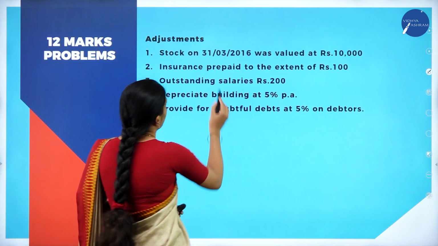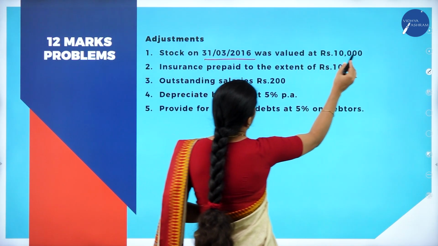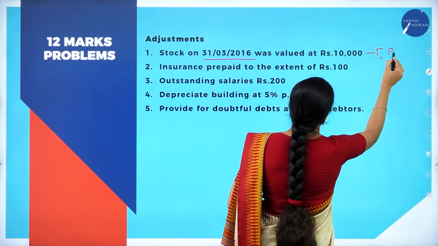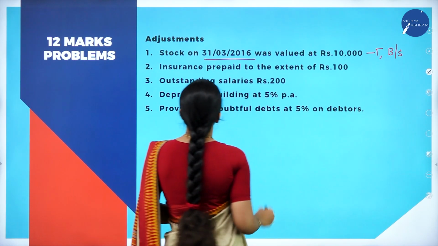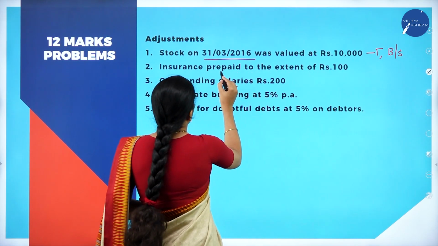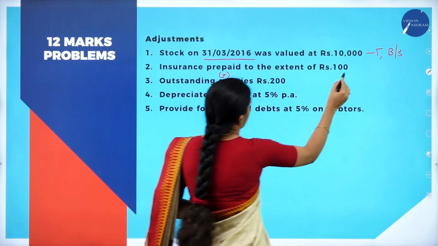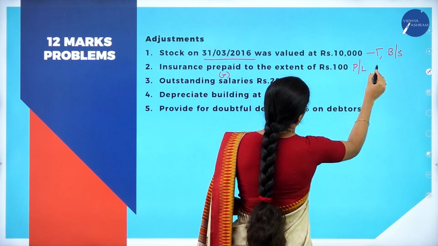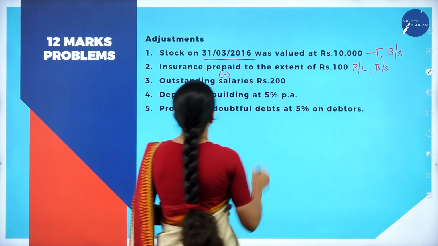Now coming to the adjustments, these have to be recorded twice in your solution. So stock they have given, that is closing stock. So we will record it in trading account and in the balance sheet. Next, insurance prepaid. So we have to deduct it from the insurance, which will be recorded in your P&L account, and in the balance sheet, that is on the asset side.